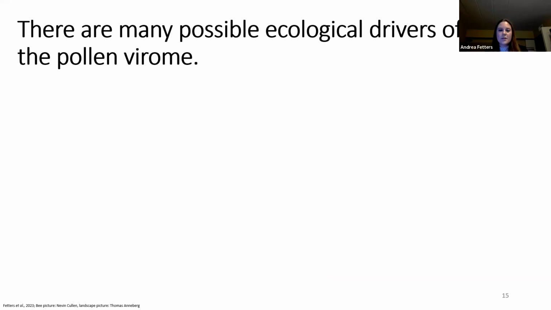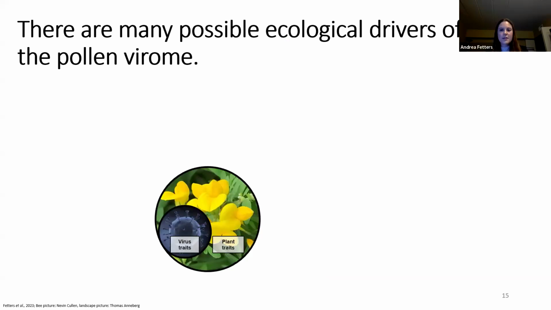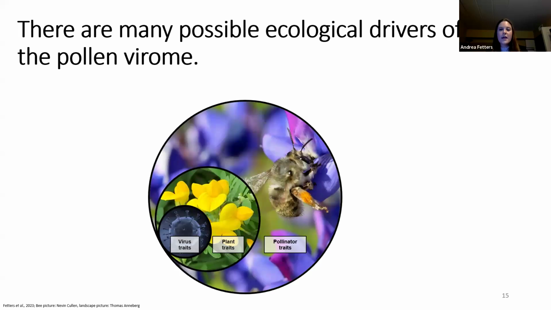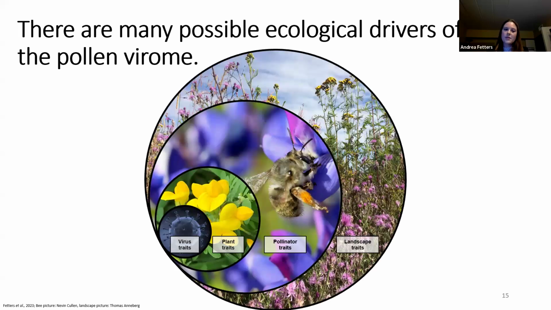We know far less about the ecological drivers that may influence the pollen virome. These could include things like virus traits, plant traits, pollinator traits, and even traits of the landscapes in which the plants are growing. So you can see that there are nearly endless things one could ask questions about and that all of these things are interconnected in some way. Today, I'm going to focus just on a couple of plant and landscape traits.